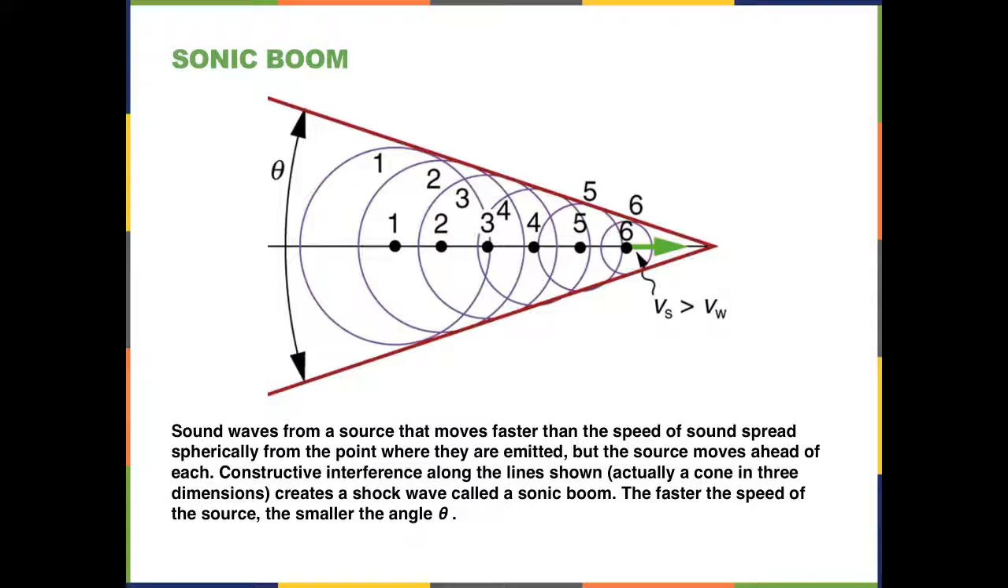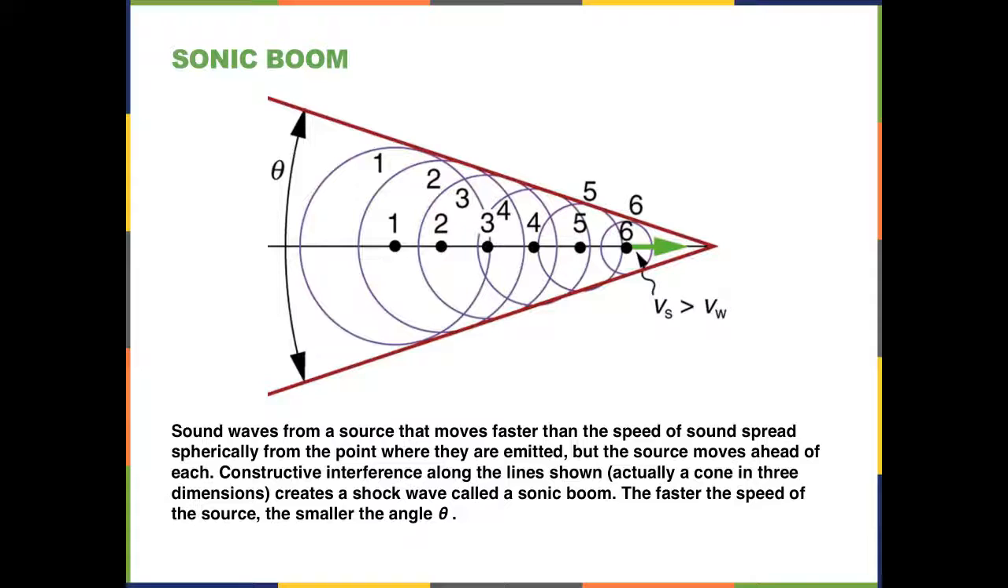Let's move on now and talk about sonic booms. Sound that travels from a source that is moving faster than the speed of sound spreads out, like you see in this diagram here. It spreads out spherically, but the source moves ahead of each emanated sphere. Because of constructive interference along these lines, it's actually a cone, because it's doing it in 3 dimensions. There's a shock wave that's produced, and that shock wave is called a sonic boom.